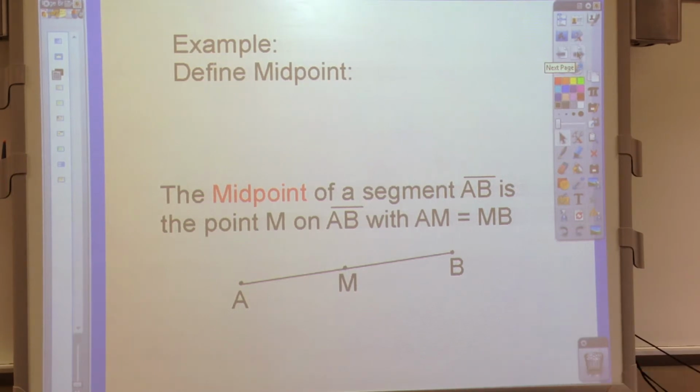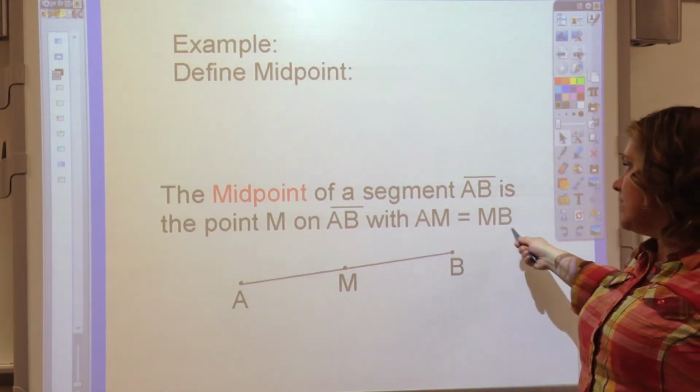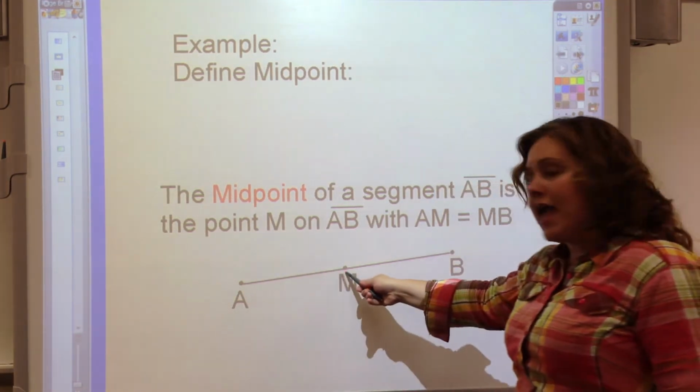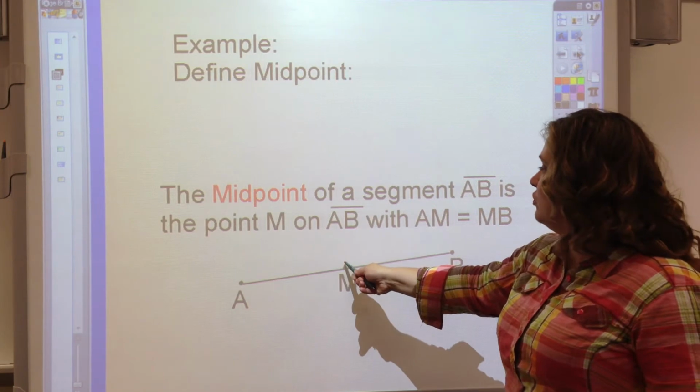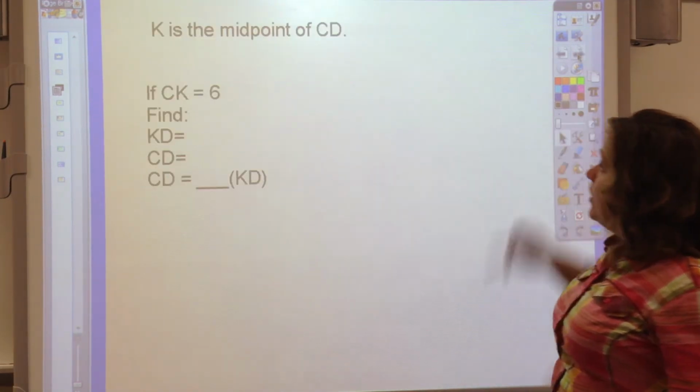All right, let's look at the example of the definition of a midpoint. Midpoint of a segment is the point M on AB where the length of AM equals the length of MB. This is very specific. I can see that this segment, AM, its length is equal to this segment, MB. And that is the definition of a midpoint.